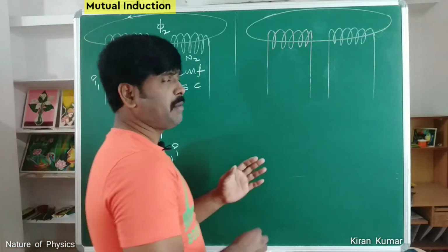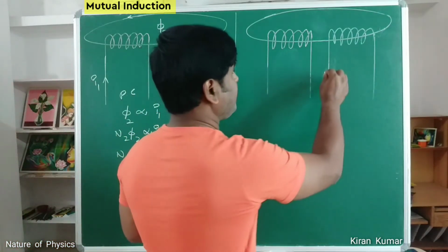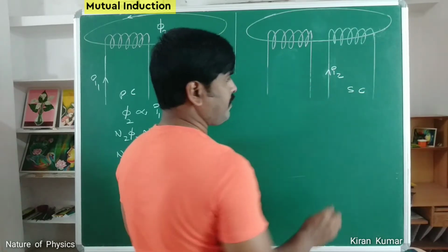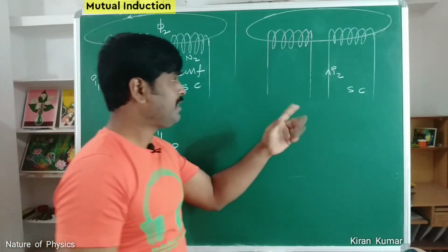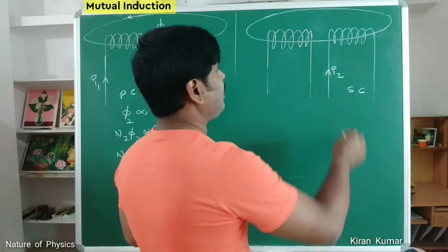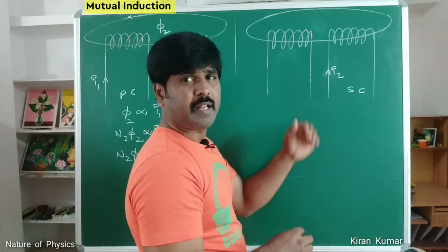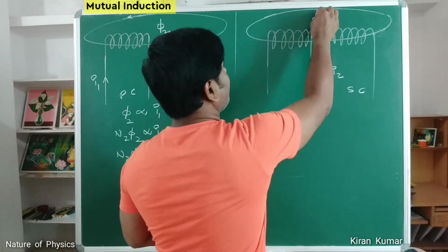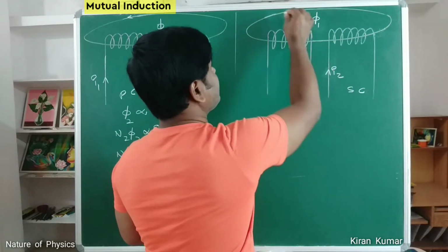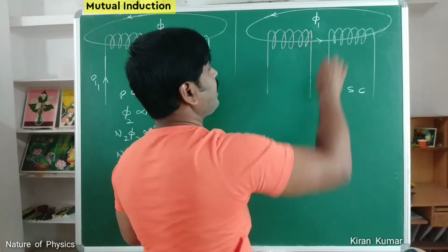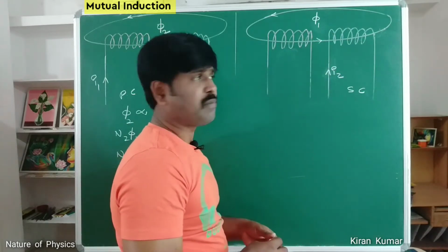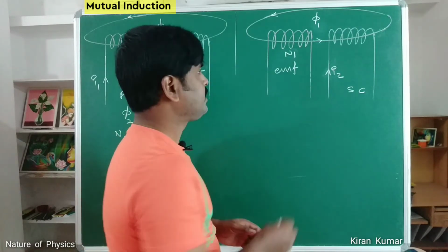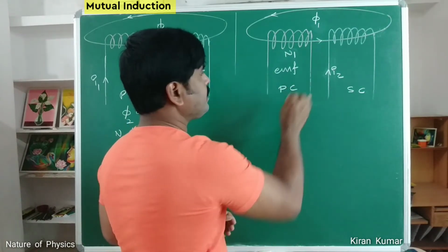Now I am considering current I2 in the secondary circuit. First it was in the primary circuit, now in the secondary circuit. Here the current changes, then the magnetic flux also changes. That magnetic flux links with the primary circuit, that flux is phi1, and the direction is anti-clockwise. N1 is the number of turns in the primary circuit.